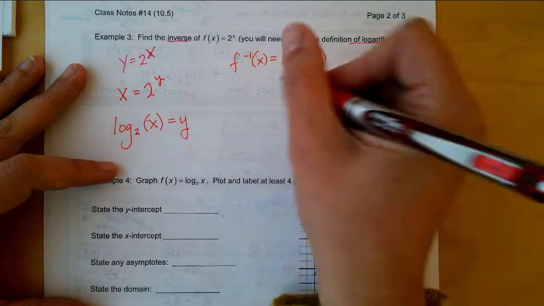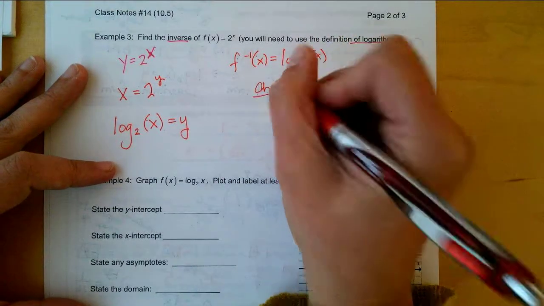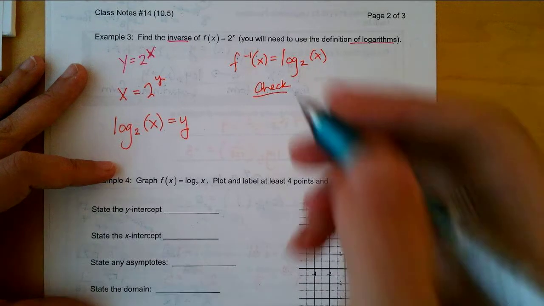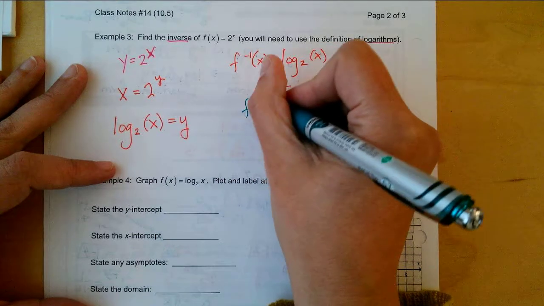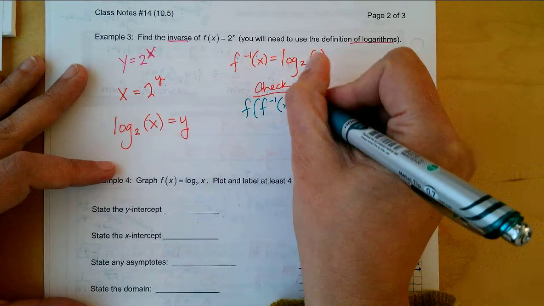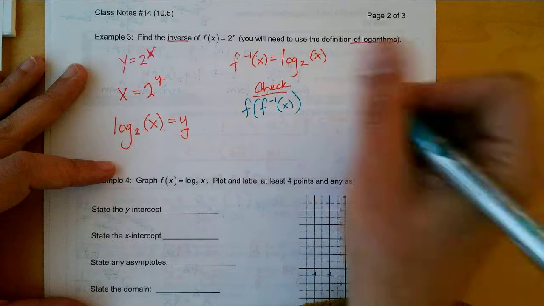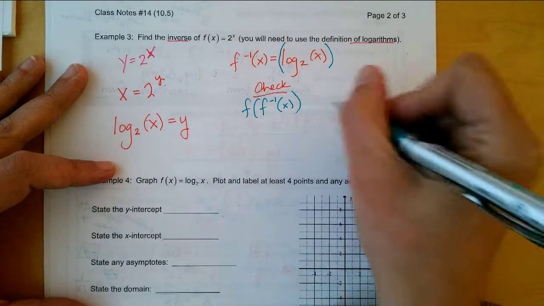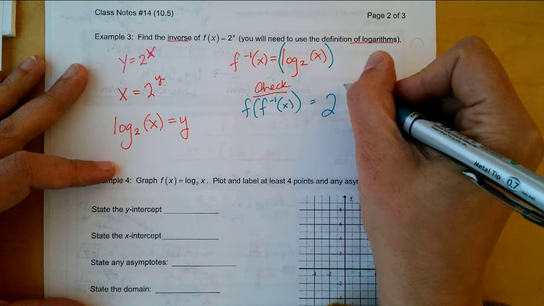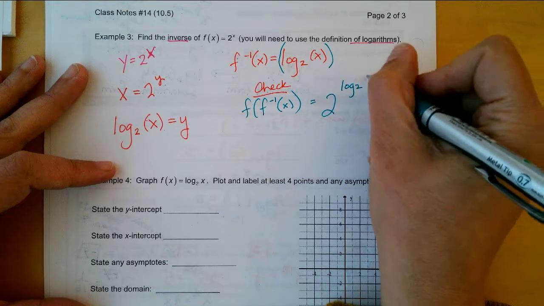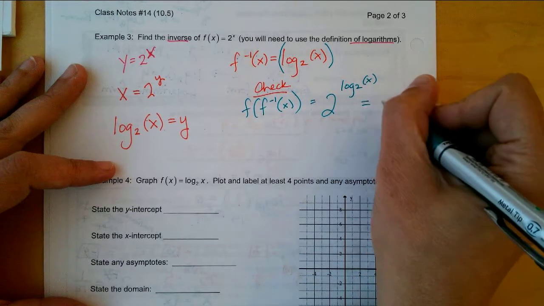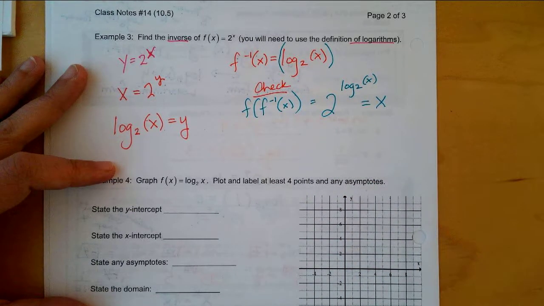If we were to check it, and I will say that's where people lost some points on the test, was forgetting to check it, even though I made it a big deal, we would do the composition of functions. And what should happen is they should be inverses of each other. So if I plug this inverse into the original, I would get 2 to the log base 2 of x. Well, that should be x by definition, right?